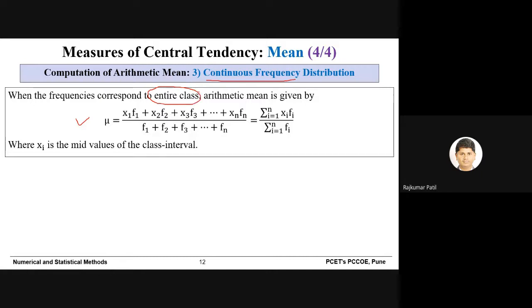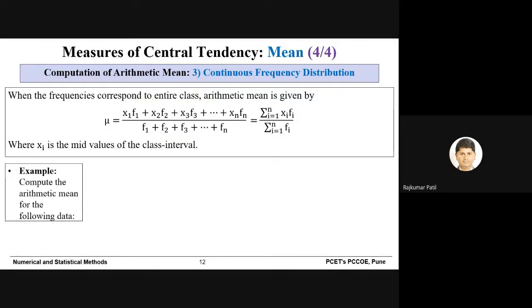So this class is very important, and when we take the example you will understand what we mean by class. And here xi means the mid value of the class interval. So this particular class and class interval will differentiate between the continuous frequency distribution and the discrete frequency distribution. So let's take one example to see how it is different from discrete frequency distribution.